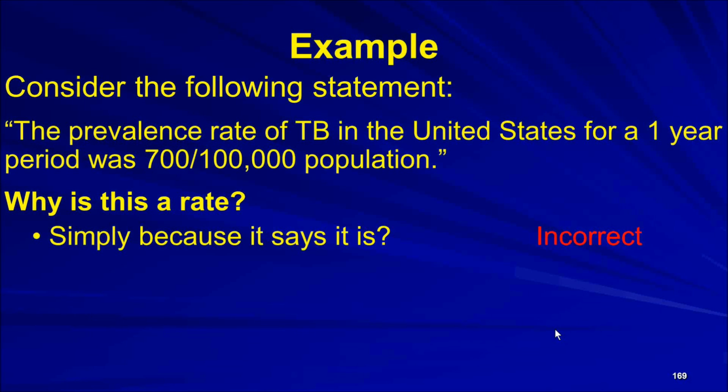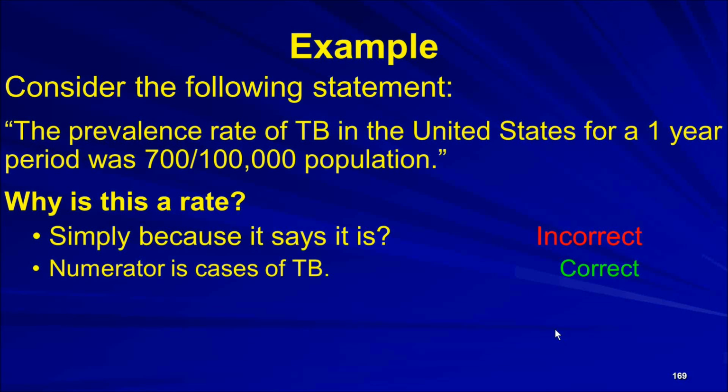Don't be fooled. You're going to find out later on that by tradition we have people that really didn't understand the definitions of a rate, ratio, and a proportion, and so they called them by the wrong name, and they've stuck over time. And we still use the wrong name. We still provide the wrong name about them. Okay, the numerator is cases of TB. Is that right? And it is correct. The numerator is cases of TB.